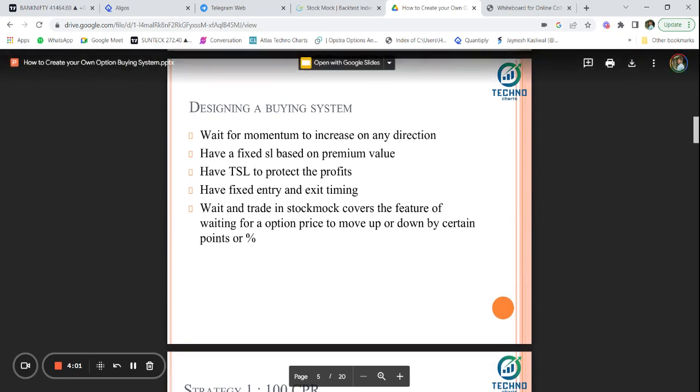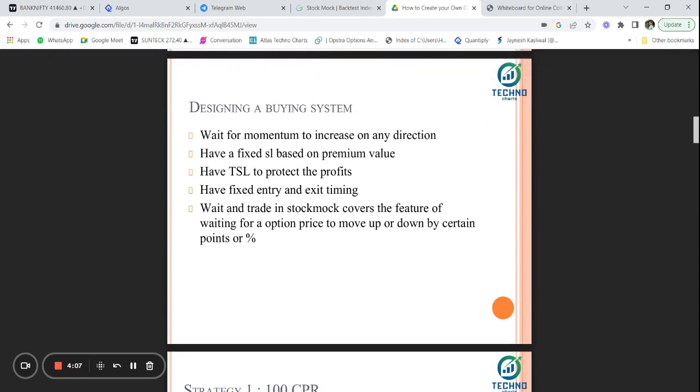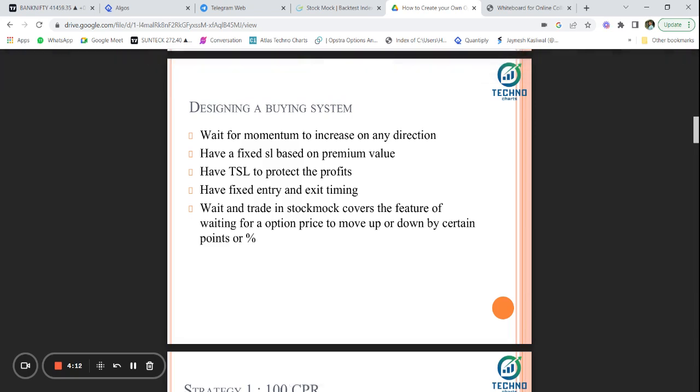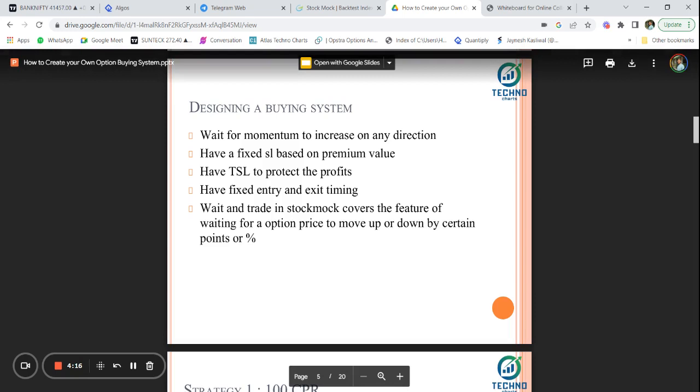So basically we are waiting for the momentum to increase in any direction. We have a fixed SL based on the premium values, have trailing stop losses to protect the profits, and have fixed entry and exit timings. So this is how we are trying to design a buying system.